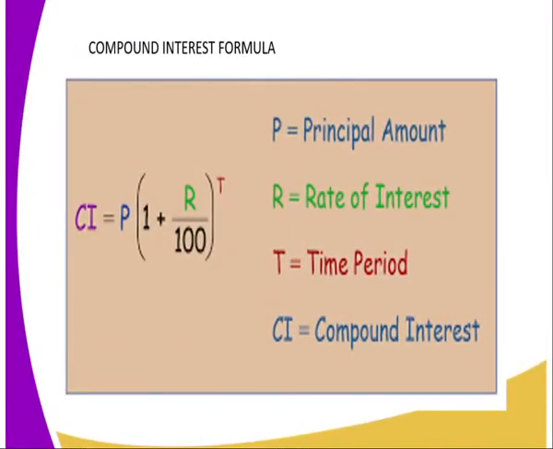The compound interest formula is given as: the principal, open the bracket, 1 plus rate divided by 100, raised to power t. And remember, P is the principal amount, R is the rate of the interest, T is the time period, and CI is the compound interest.